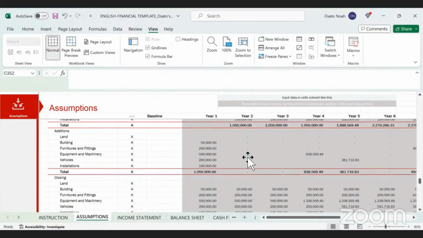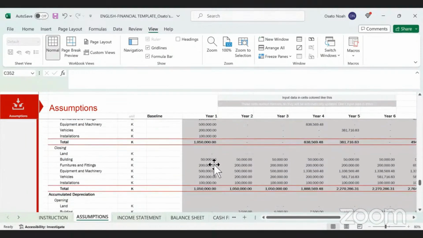And then you see what the total will be based on the depreciation. This is the application of the depreciation. And then its closing shows what the total will be after depreciation is applied to whatever we started with. So we have the opening, the depreciation, and then the closing.